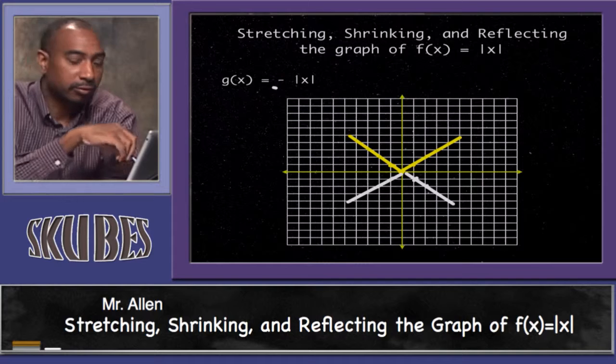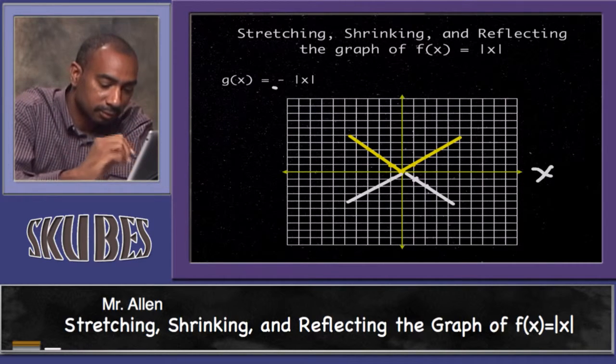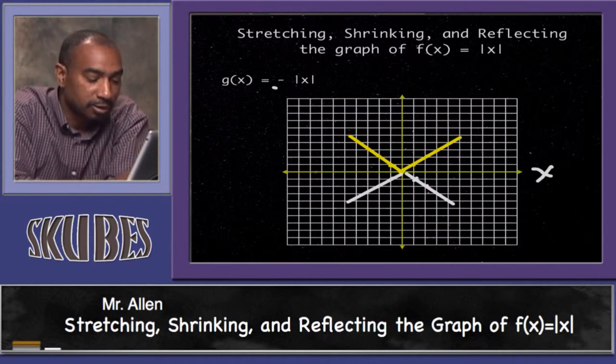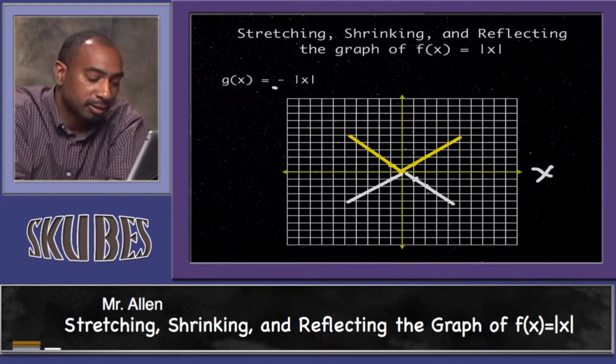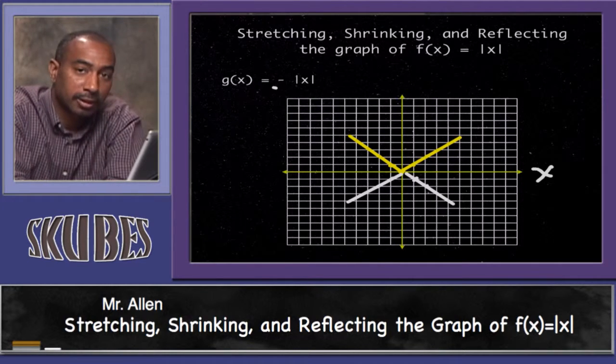And if you look at that, it reflects over the x-axis. This is the x-axis. It just flips over. It's going to reflect across the x-axis. This concludes our lesson for today.